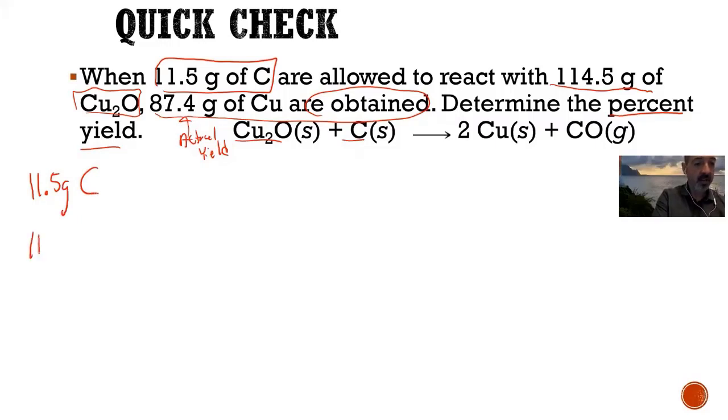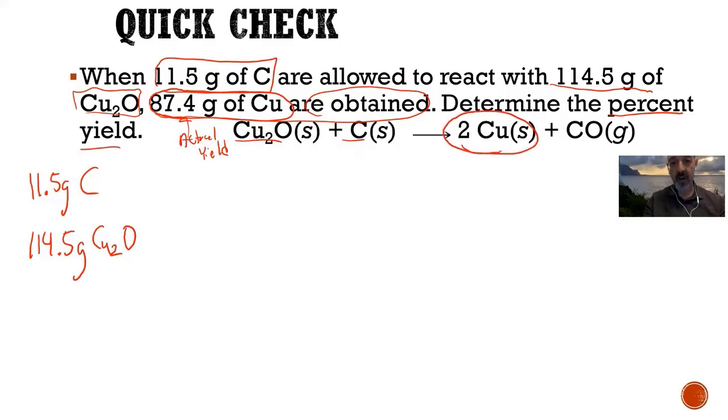And 114.5 grams of copper(I) oxide. And I'm going to convert those to what? Well, what is the actual yield that I'm looking at? Of copper.